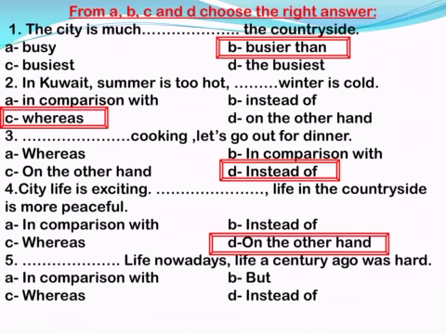That's right. Number 5. Space life nowadays. Life a century ago was hard. So here we have a noun. So we are going to use in comparison with.